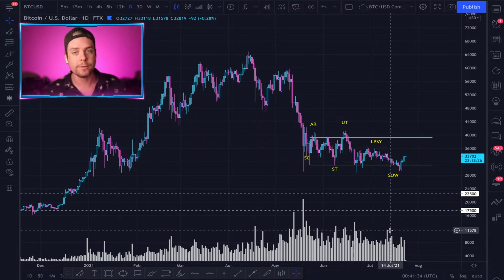We need to wait for the investor confidence to come back, and we need to wait for the whale money to get put back in. And we have no idea when that's going to happen and at what price level.